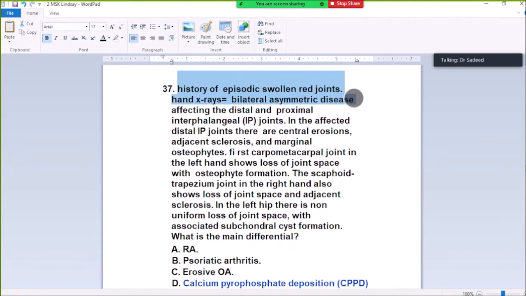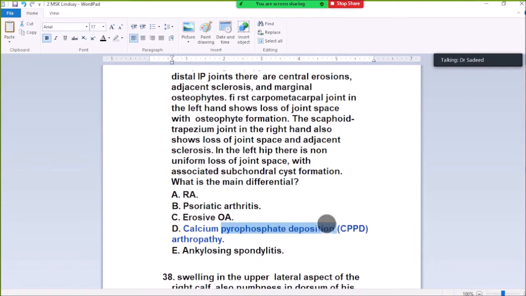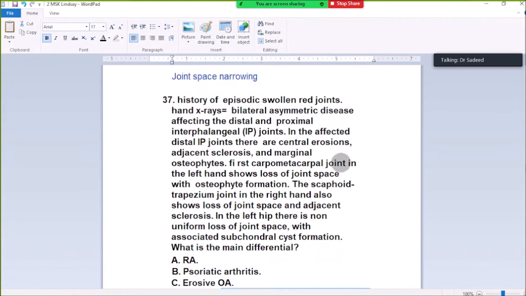37. History of episodic swollen red joints. Hand X-rays show bilateral symmetrical disease affecting the distal and proximal interphalangeal joints. In the affected distal interphalangeal joint, there are central erosions, sclerosis, and marginal osteophytes. Now, episodic swollen red joints are seen in gout or pseudogout, and pseudogout's other name is CPPD, calcium pyrophosphate disease. So this is pseudogout.